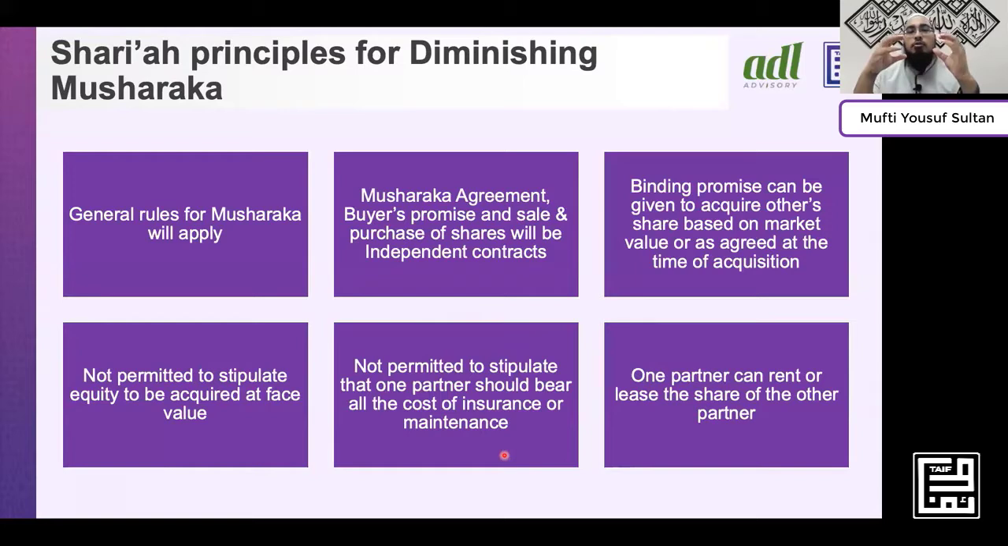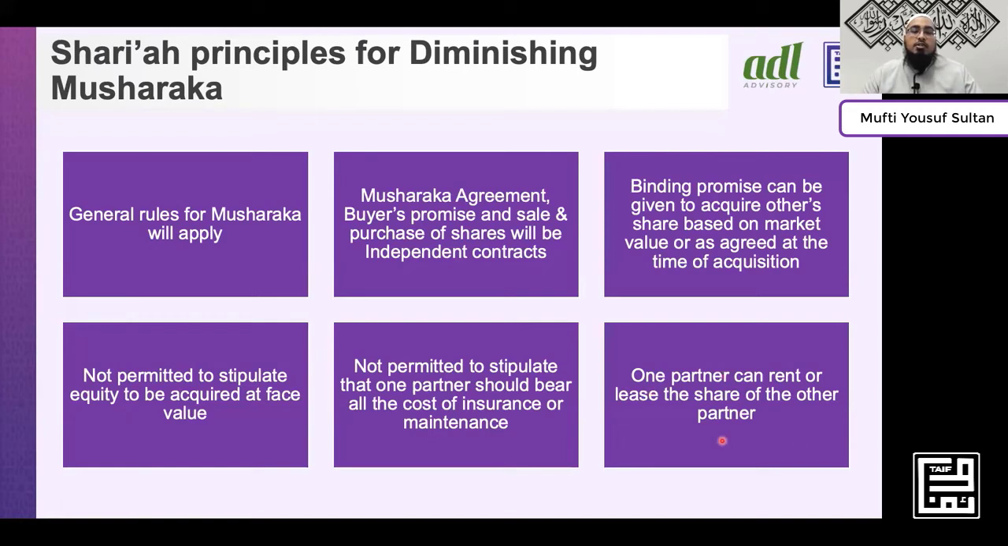So when you are joint owners and there is any expense related to ownership, for example, insurance costs or fundamental maintenance, you cannot pass it to one of the owners. This is a gross injustice or zulm. So it has to be always shared between the partners based on their share ratio. So if someone is owning only 10%, then he will bear only 10% of the total cost.